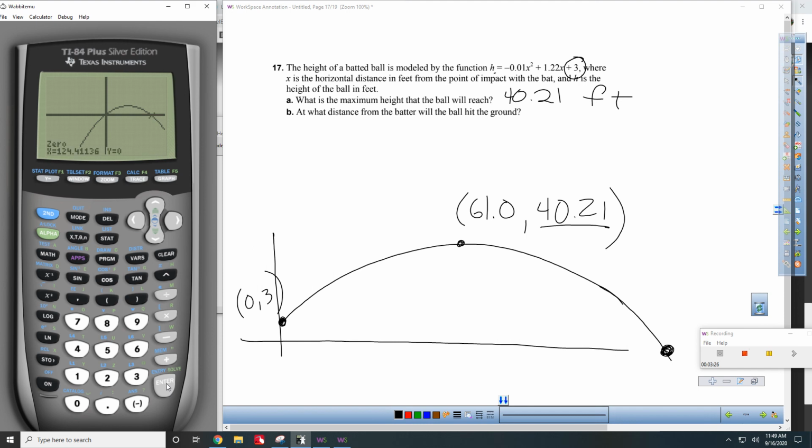124.41, 0. So that means this ball traveled 124.41 feet before it hit the ground. Maybe right over the second baseman's head for a hit.